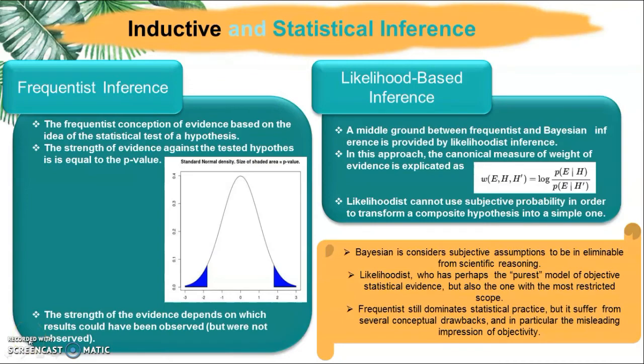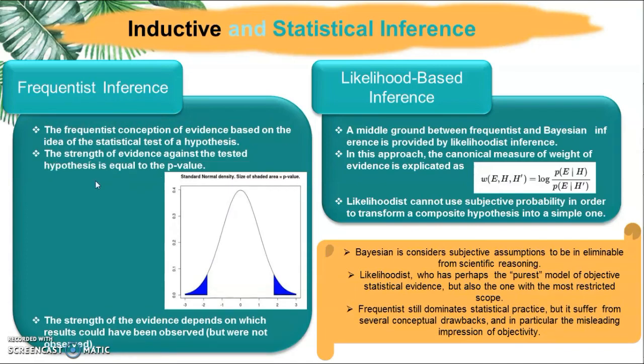The second point is frequentist inference. The frequentist conception of evidence is based on the idea of the statistical test of a hypothesis. The strength of evidence against the tested hypothesis is equal to the p-value.